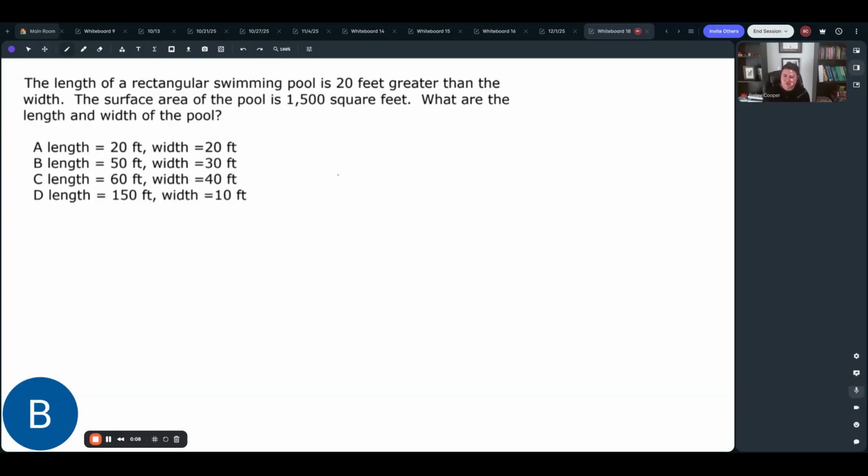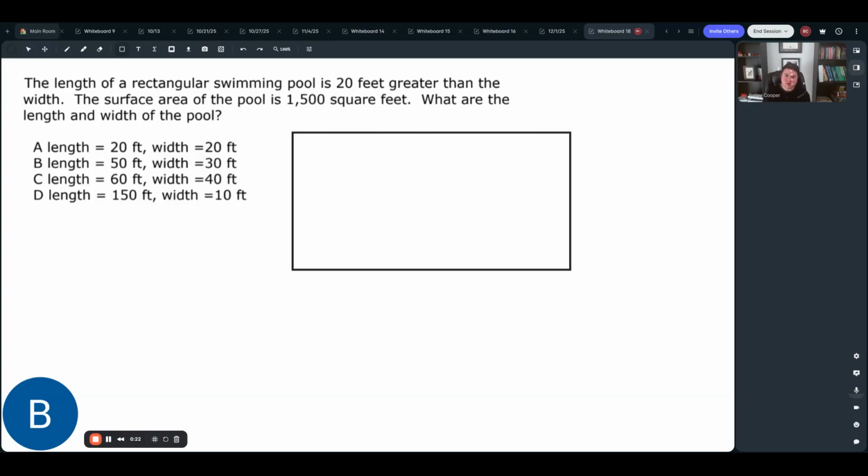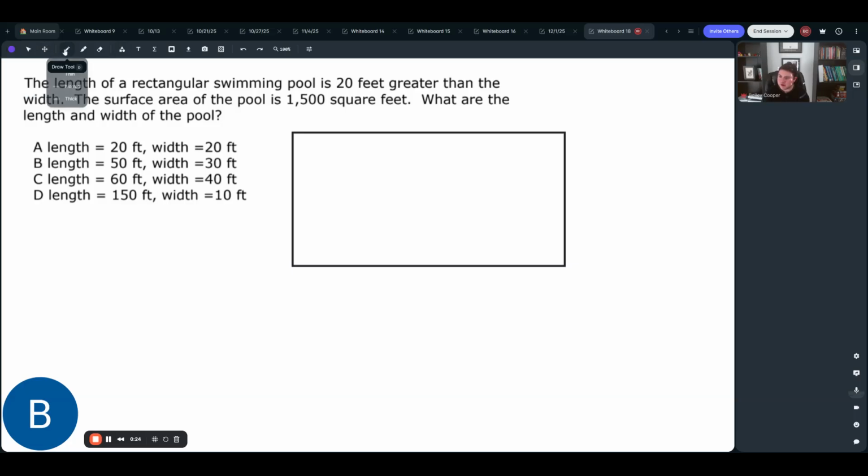The length of a rectangular swimming pool is 20 feet greater than the width. The surface area of the pool is 1,500 square feet. What are the length and width of the pool? Okay, so first, for problems like this, I always like drawing a picture just to help figure out what we've got going on.